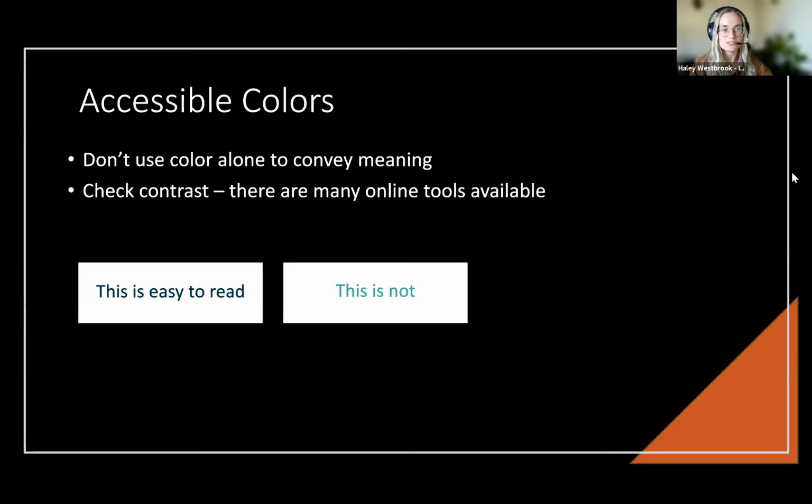Okay, and then we're going to jump into the colors on your website. And this can be a really fun part of designing your website and trying to incorporate your brand colors and make everything look nice. But on top of making it look nice, you also need to consider if the colors you're using are accessible. So there's sort of two main things to think about here. The first is to avoid using color as the only way of conveying meaning.